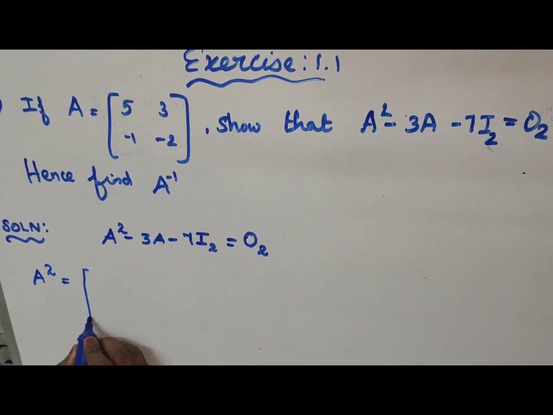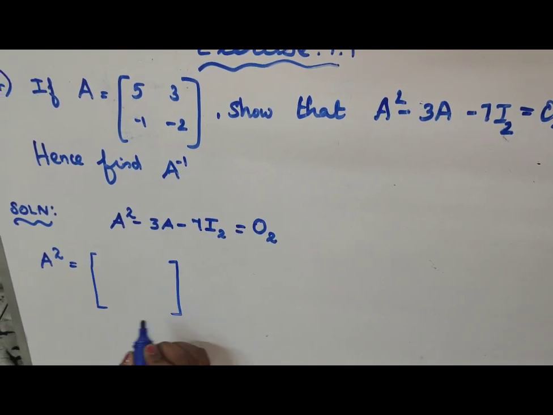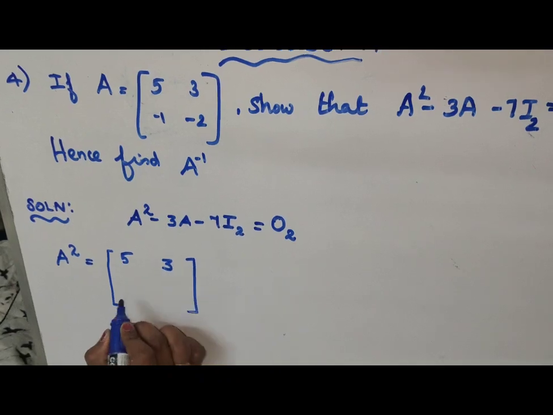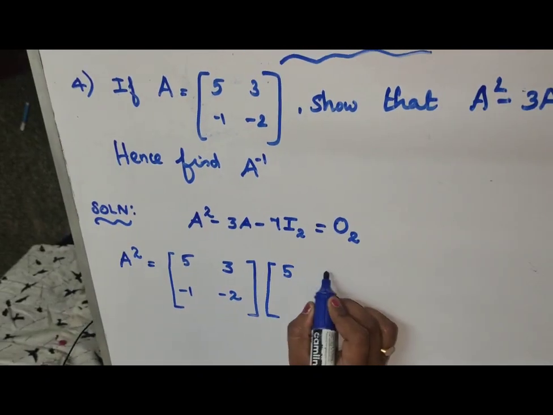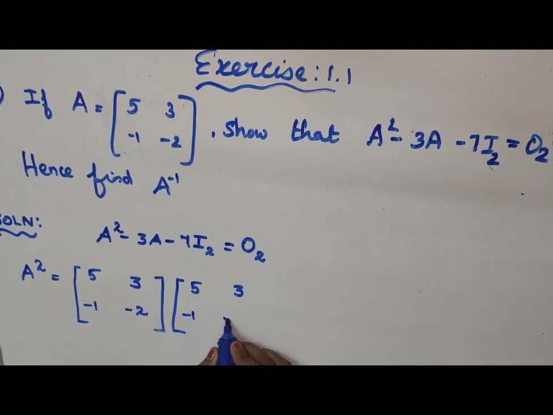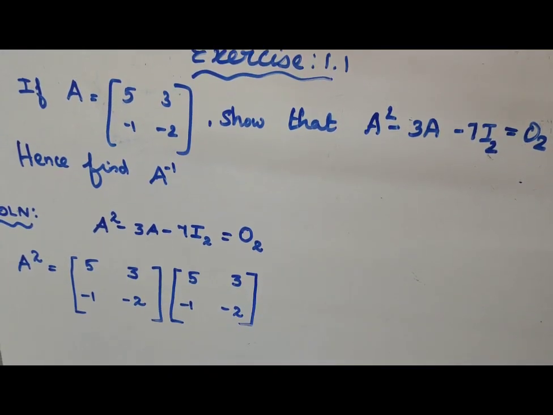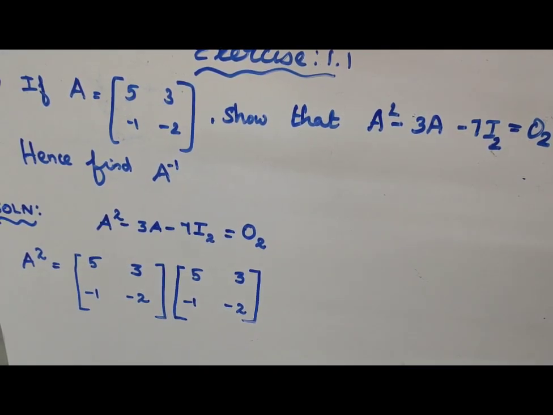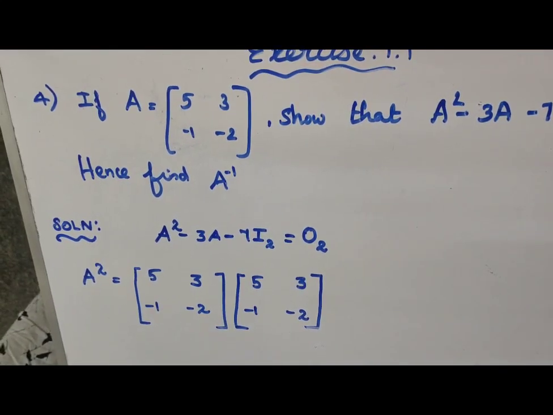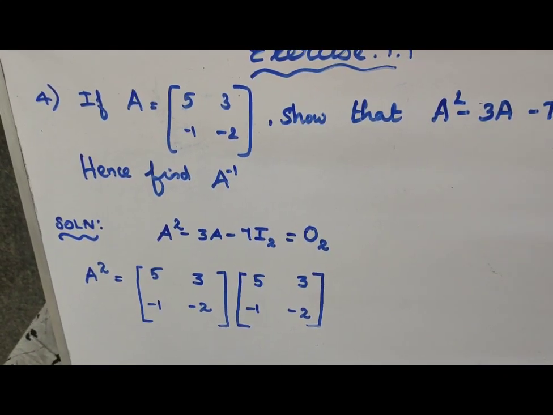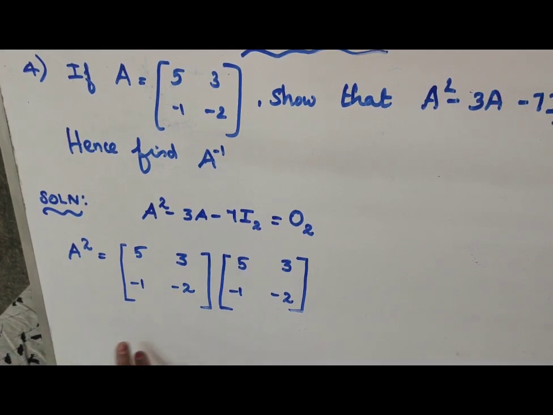How to find A squared? I will write A twice: 5, 3, minus 1, minus 2, and 5, 3, minus 1, minus 2. This is not a normal multiplication. We have to do a matrix multiplication. Always keep in mind that when it comes to matrix multiplication, we have to follow one thing.